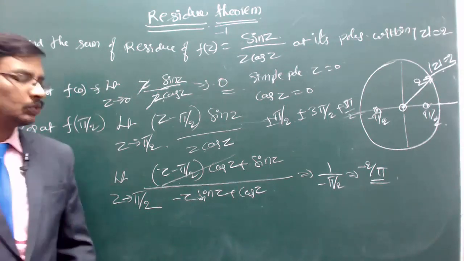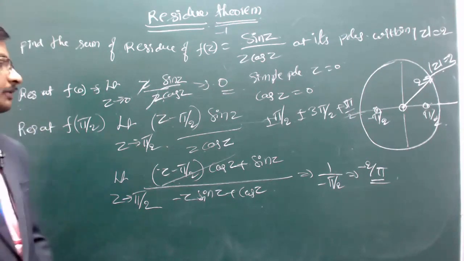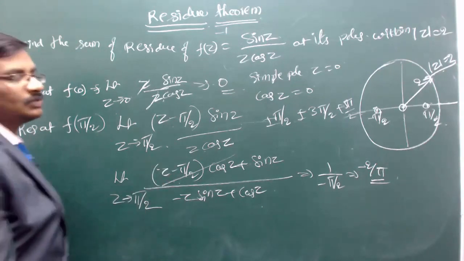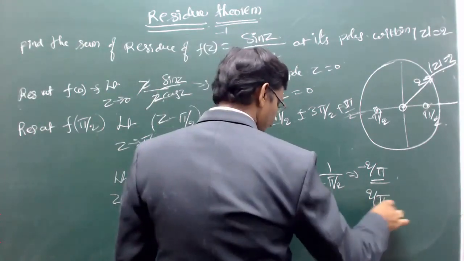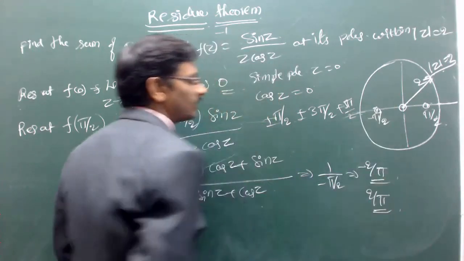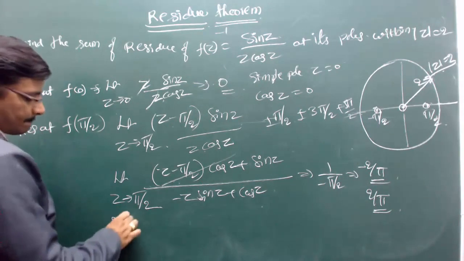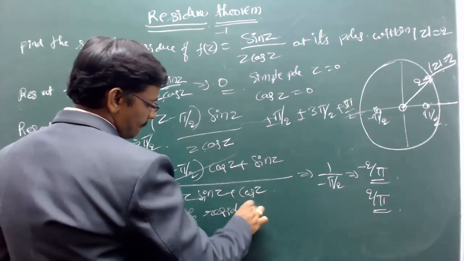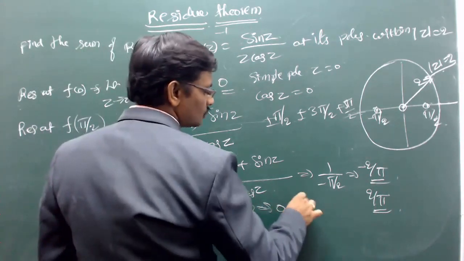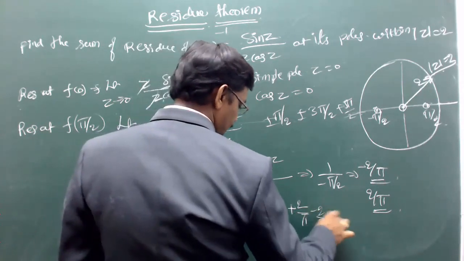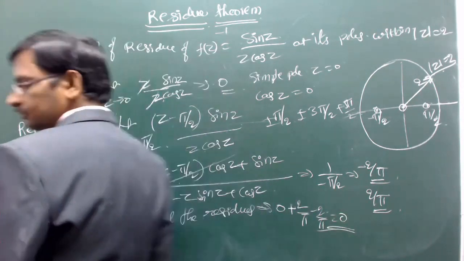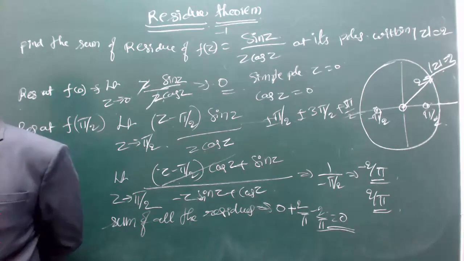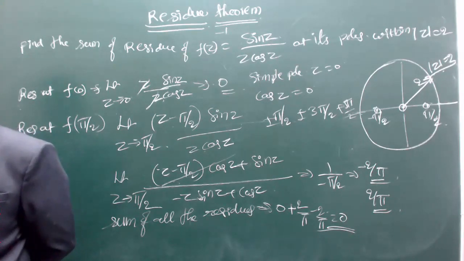By pi, not pi by 2, I think. Got it? Exactly in the similar manner, if you take z tends to minus pi by 2, the residue value will come out to be 2 by pi. That is at the other pole, minus pi by 2. Now the sum of all the residues is 0 plus 2 by pi minus 2 by pi, which comes out to be 0. Clear? Any questions on this?